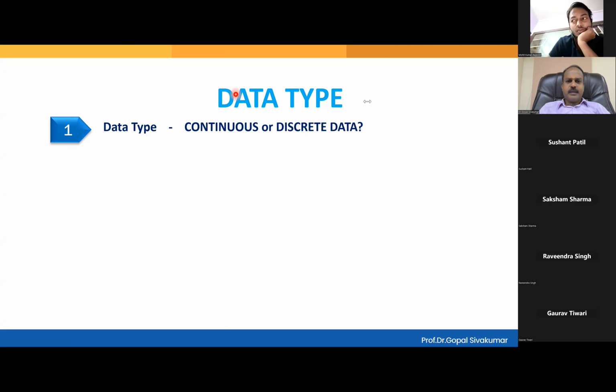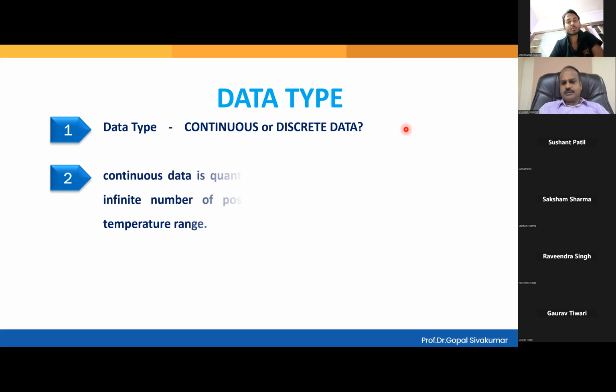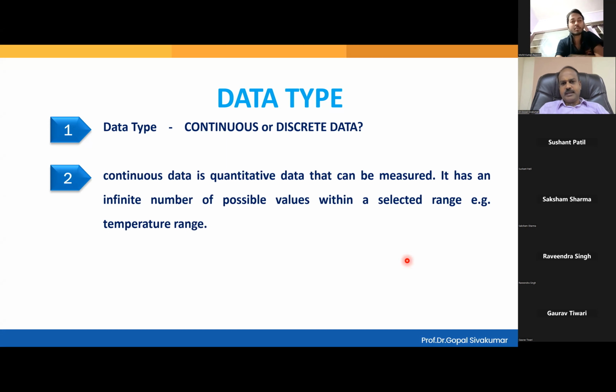So which is better? Continuous data is better, right? Continuous data is better. Wherever possible, try to collect data in continuous fashion. We'll understand both of them here. All right. So continuous data is a quantitative data that can be measured. It has infinite number of possible values within a selected range.